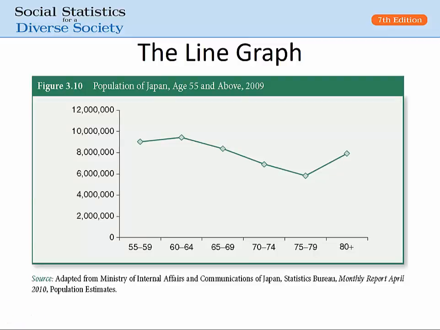And so in this next slide, we see a line graph that shows the population of Japan, who are age 55 and above in 2009. And so the different age categories are broken down into groups: 55 to 59, 60 to 64, 65 to 69, 70 to 74, 75 to 79, and 80 plus. And so we add up all of the people who are in the 55 to 59 age group, the 60 to 64 age group, etc. And then we plot those on the chart, and then we draw a line to connect them.